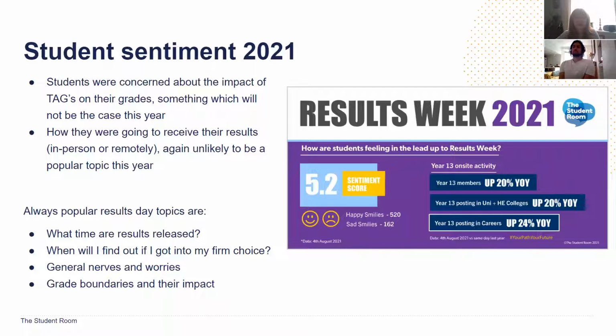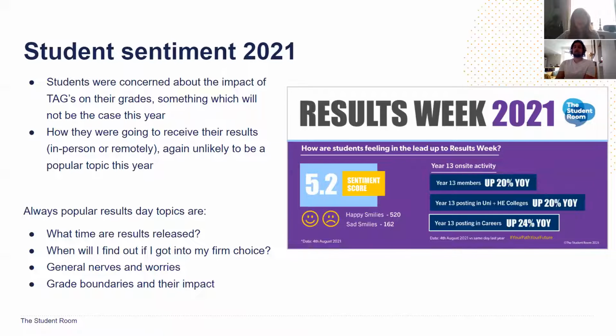So the main concern there was the impact of teacher assessed grades on their overall grades, obviously something which is not the case this year, and we're looking at how exams are going to be affecting students right now. And also how they were going to receive their results was a big question that we were seeing quite a lot, in person or remotely. Again, it's unlikely to be a popular topic this year, but there were always popular results topics that were discussed both this year, last year, and will continue to be discussed in the future.